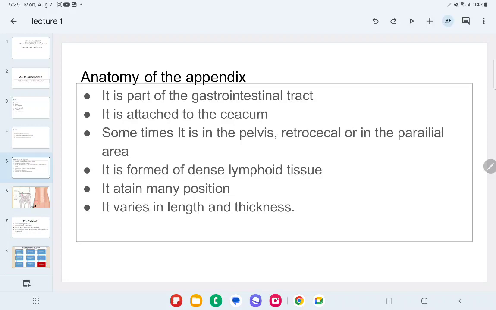As we said, it might attain many positions. It could be in the pelvis, or paracecal, or retrocecal, or perialeal, and it varies in length.